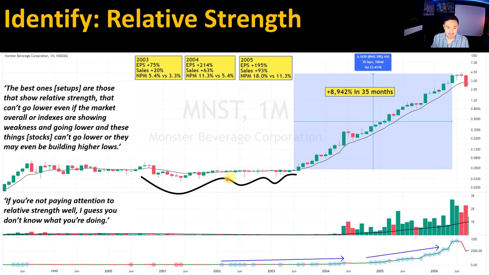So see Monster Beverage here, see how it builds this huge base. Think about the cause and effect relationship as well. Now, this is the monthly chart, and because of the strength this stock exhibited, you can't really see the power of this relative strength line here. But believe me, it was in an uptrend, as you can see with the 52-week highs coming through. And then do you see the tightness?